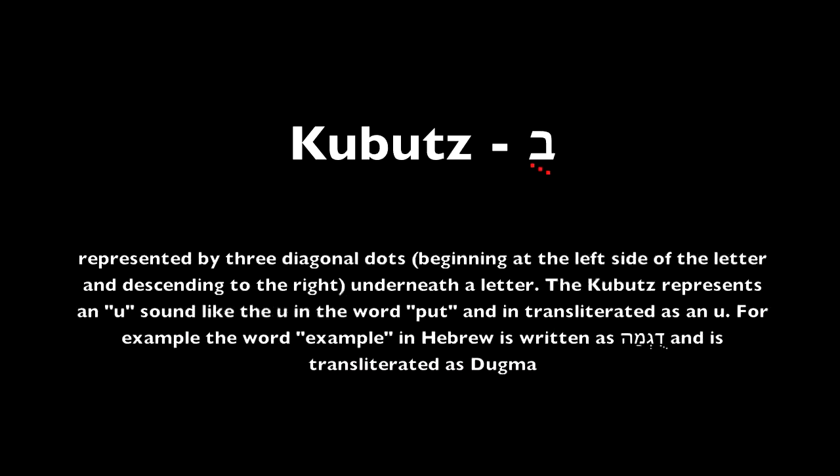Kubuts, represented by three diagonal dots underneath a letter. The kubuts represents a U sound like the U in the word put and is transliterated as a U. For example, the word example in Hebrew is written as dugma and is transliterated as dugma.